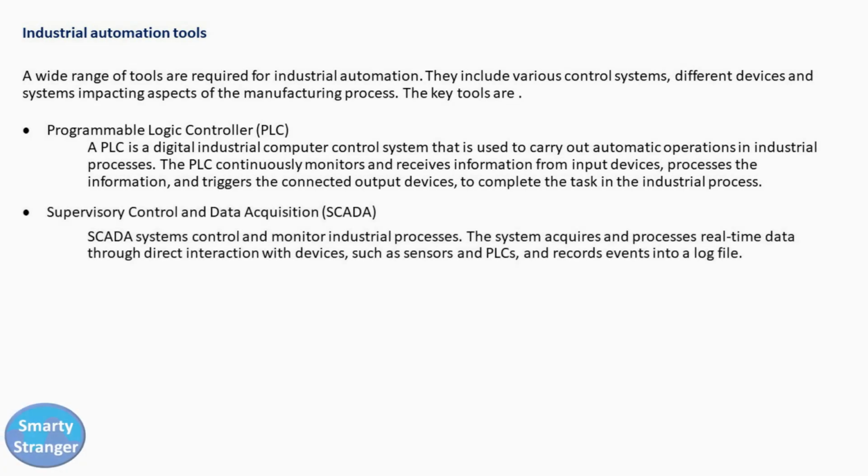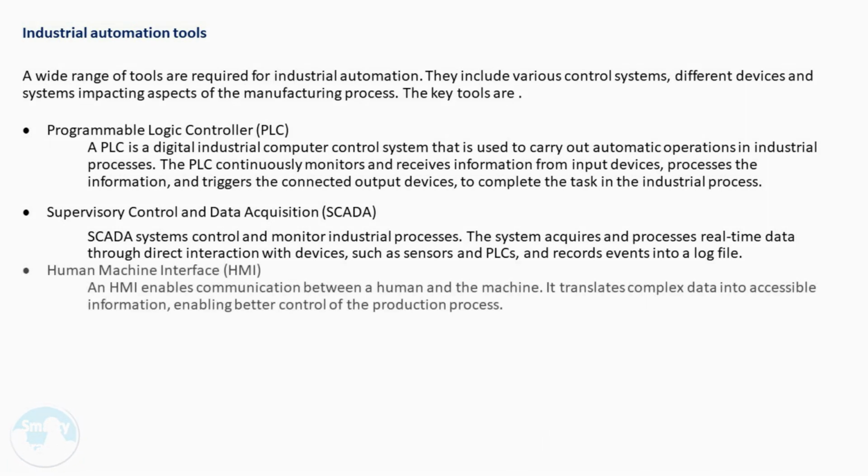Supervisory Control and Data Acquisition, SCADA. SCADA systems control and monitor industrial processes. The system acquires and processes real-time data through direct interaction with devices, such as sensors and PLCs, and records events into a log file. Human-machine interface, HMI. An HMI enables communication between a human and the machine. It translates complex data into accessible information, enabling better control of the production process.